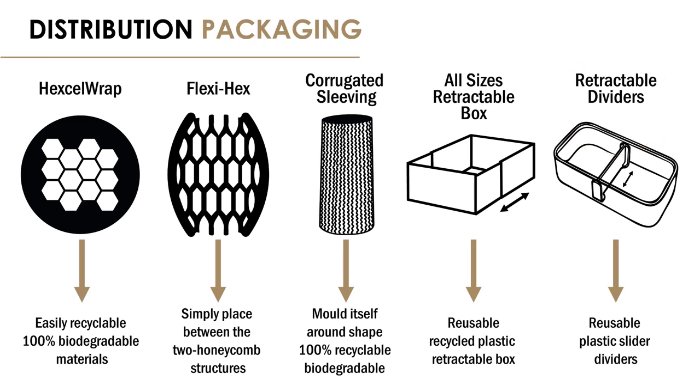The 2 distribution packaging protecting layer options will not only protect the product but facilitate the amount of time and packaging material that are being used by the distribution companies. The first design is a material known as Hexel wrap or FlexiHex. The product is wrapped with the material and placed into a cardboard box. The second is a custom recycled plastic bottle container holder that can be reused with every delivery. Another option is a corrugated sleeving, a mold that sits around the shape and is 100% recyclable and biodegradable.